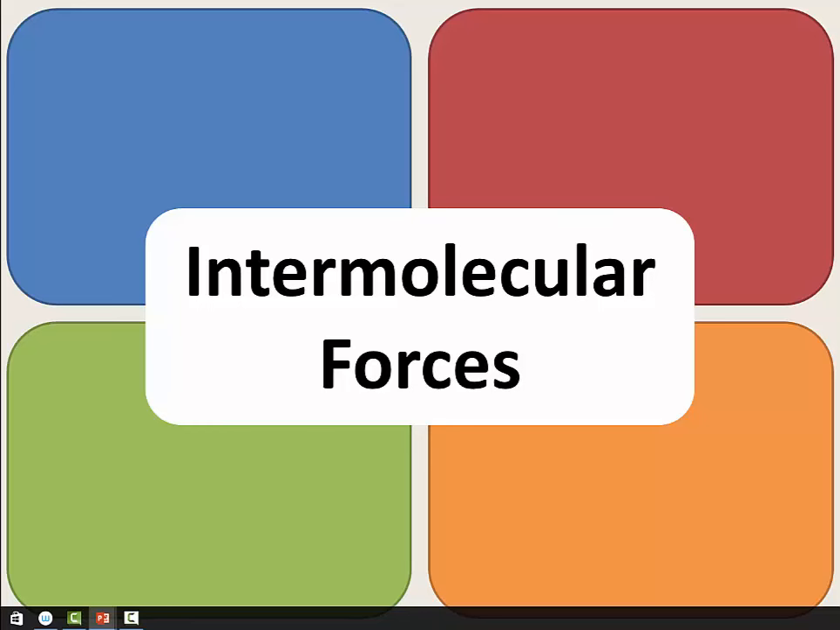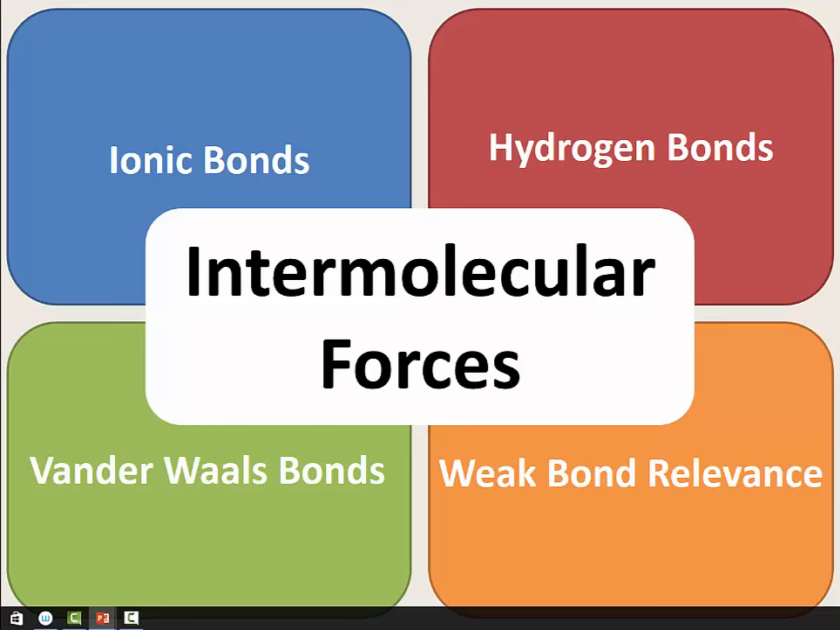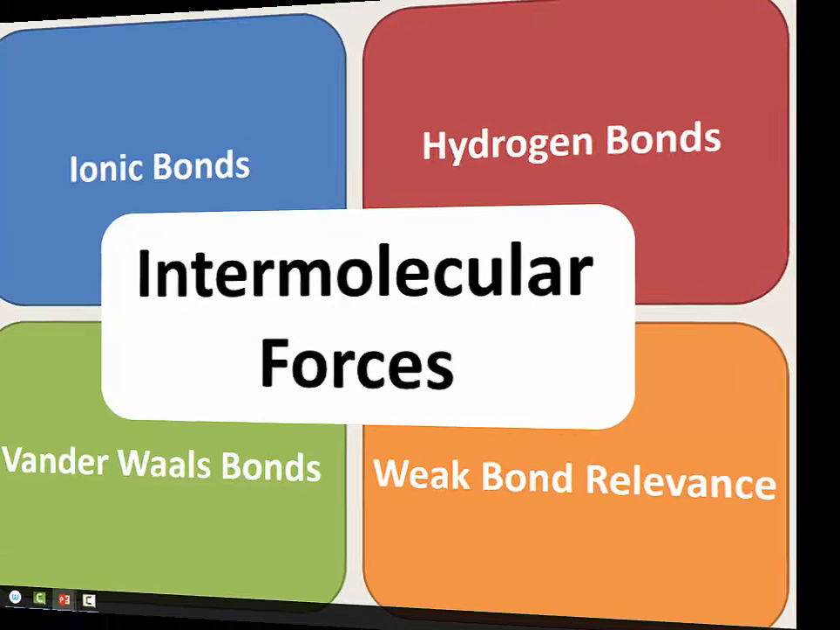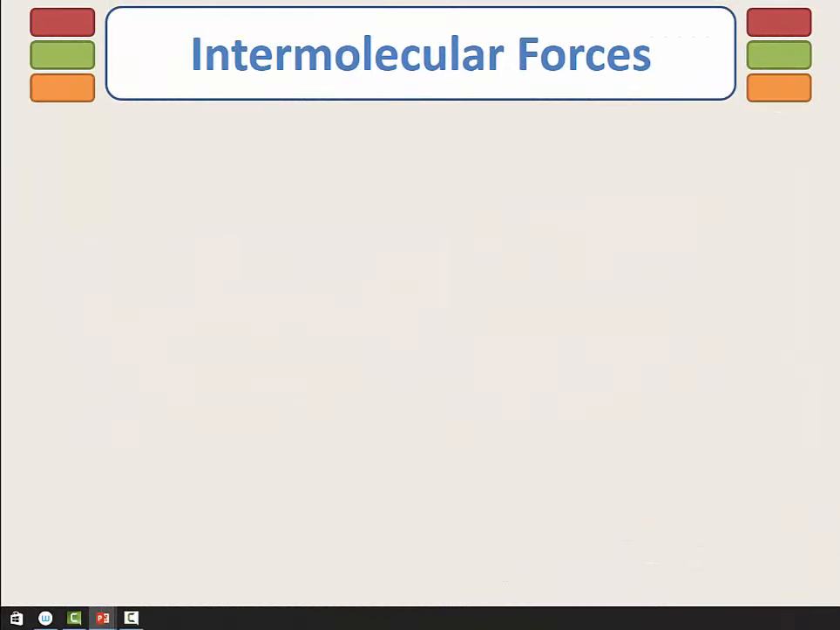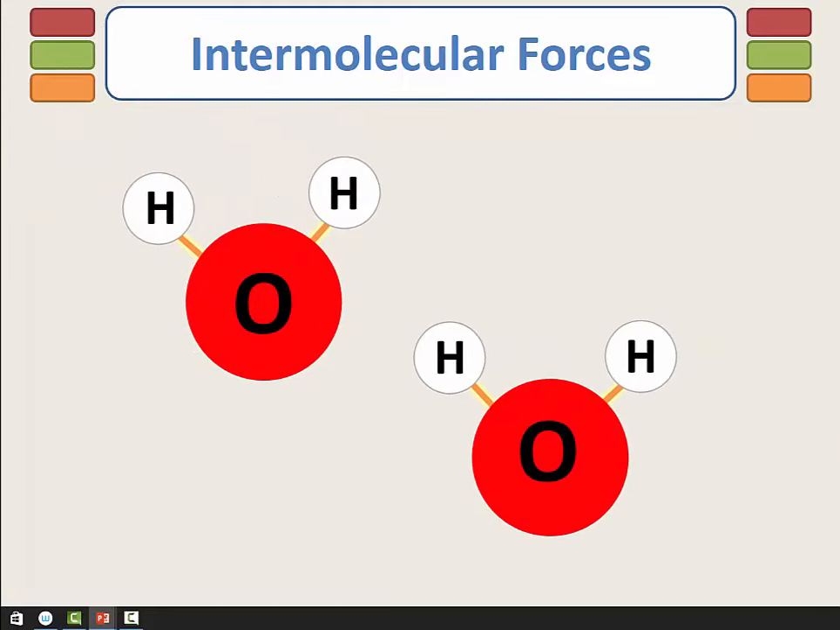Today, we will talk about the three main types of intermolecular forces: ionic bonds, hydrogen bonds, and van der Waals interactions. Then, we will talk about how these bonds apply in the study of biology. Intermolecular forces are often referred to as weak bonds because they have a fraction of the strength of covalent bonds. Weak bonds carry out the essential function of holding one molecule to another molecule.